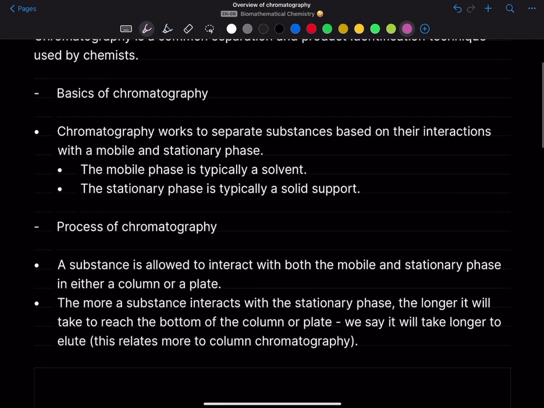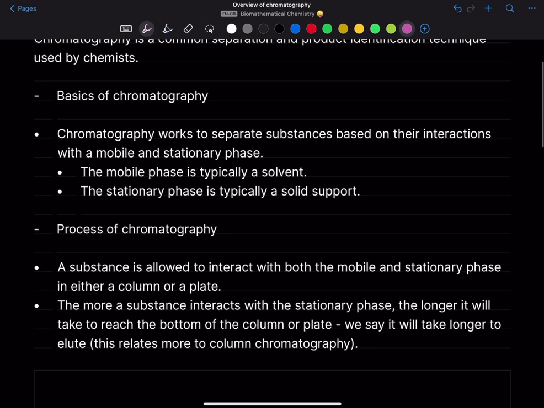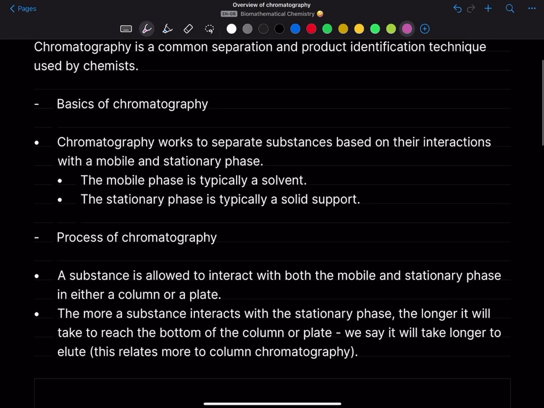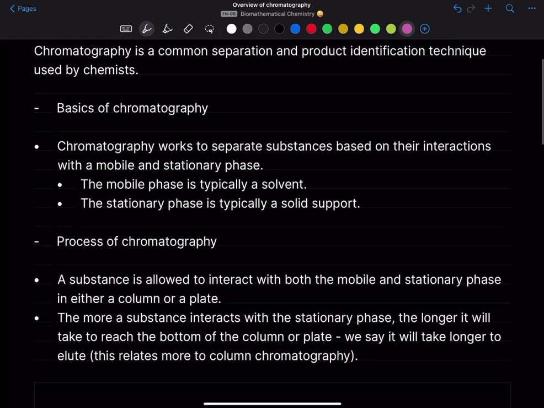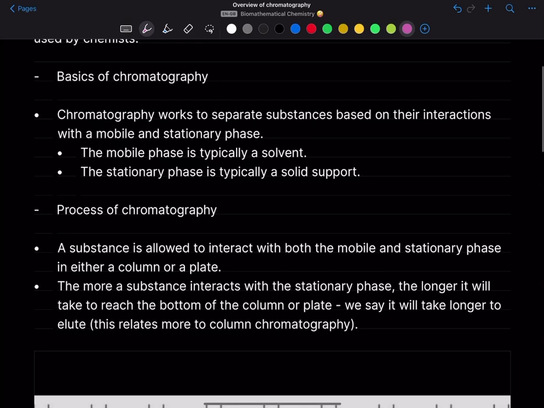Also important to use the word affinity. You can get away with saying strong attraction in your exam, but you always get the mark just for saying affinity. It just shows the examiner that you know what you're talking about.